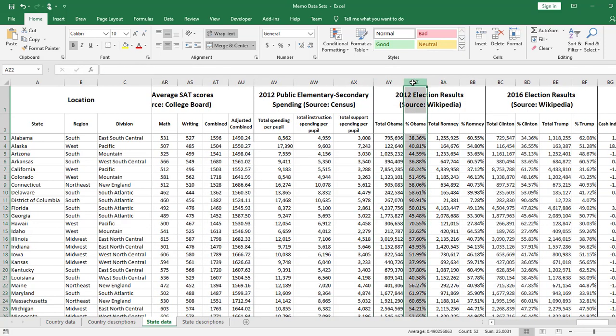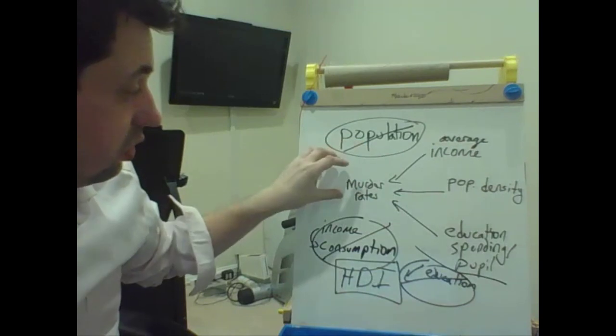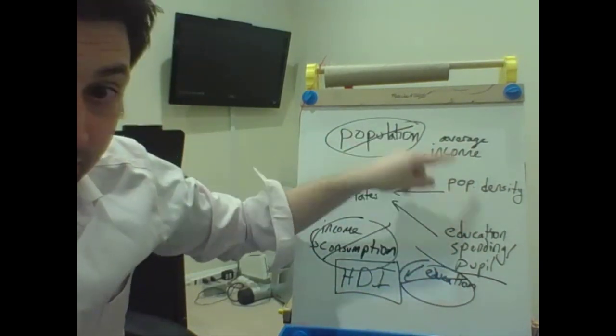Total Obama, don't use that. Use percent Obama, stuff like that. In sum, use three different variables that all stand on their own, and make sure that they're very different from one another.